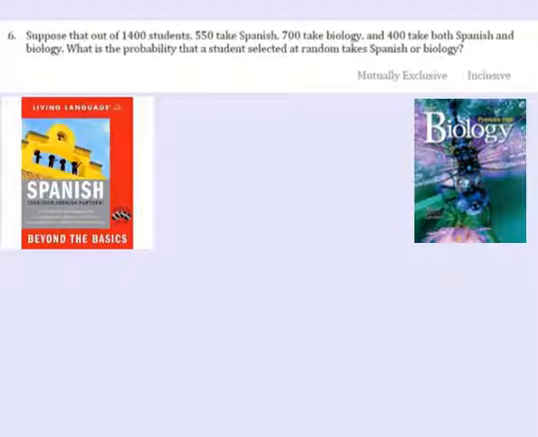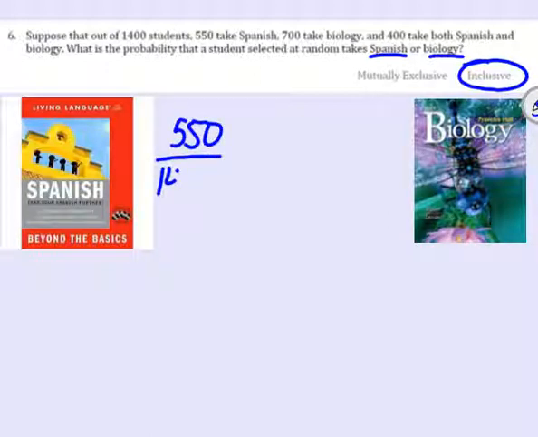Alright, next one. Number 6. Suppose that in a lot of 1,400 students, 550 take Spanish, 700 take biology, 400 take Spanish and biology. What's the probability that a student selected at random takes Spanish or biology? So here's what we have. We have 550 take Spanish, 700 take biology. So this is an example of an inclusive one. So how I would have started it out, Spanish or biology. So how many are in Spanish? There's 550 out of 1,400.